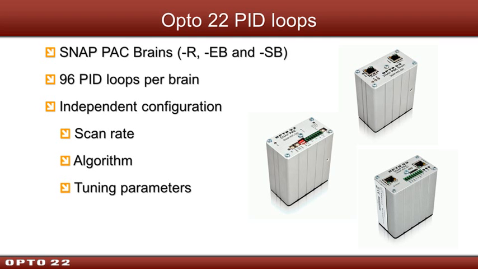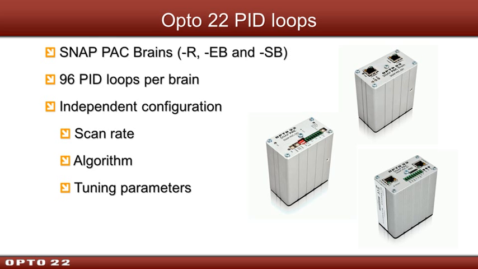What's Opto 22's implementation of it? Well, we have PID loops on all of our PAC R controllers, and also our Ethernet brains and serial brains. We have 96 PID loops on each of those devices. So that's a lot of PIDs. It's a pretty high concentration.